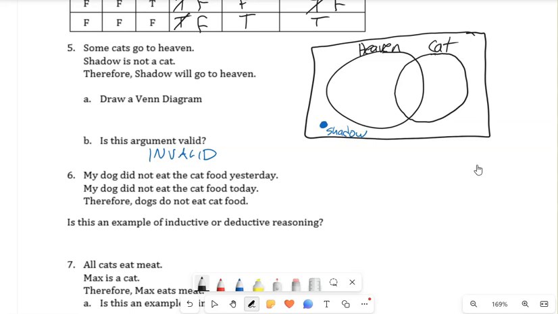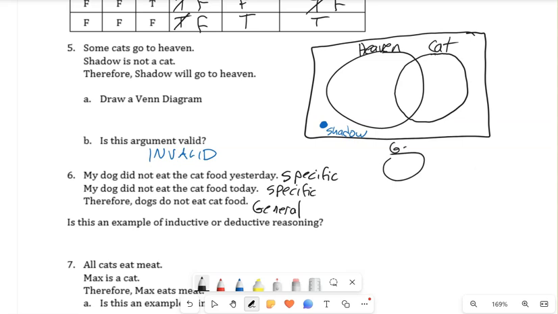Okay. My dog did not eat the cat food yesterday. My dog did not eat the cat food today. Therefore, dogs do not eat cat food. And this is a question about inductive or deductive reasoning. So with inductive and deductive, you want to think in terms of specifics and general. My dog did not eat the cat food yesterday. That's specific. My dog did not eat the cat food today. That's specific. And then dogs do not eat cat food. That's a general statement.